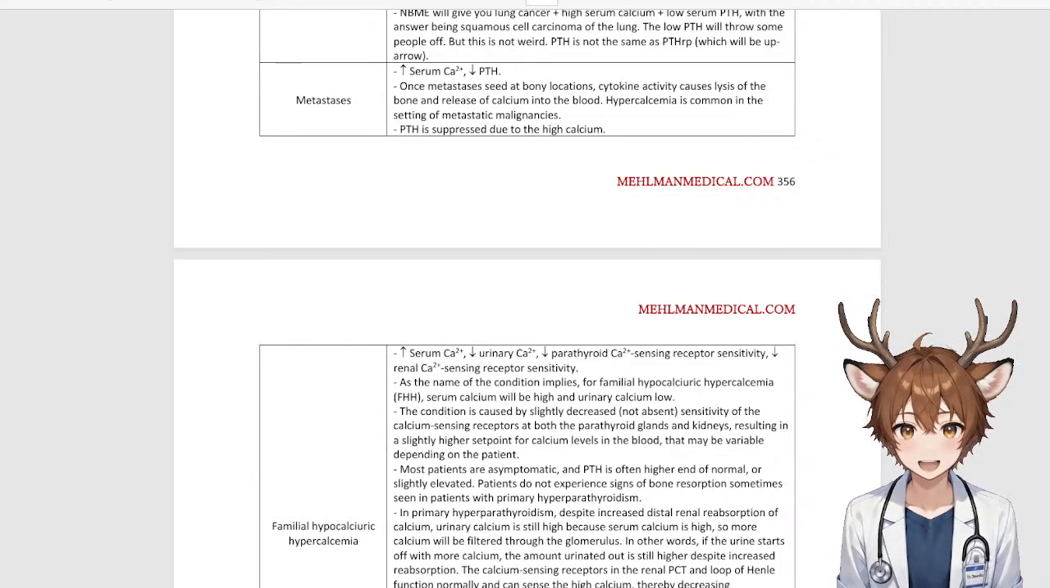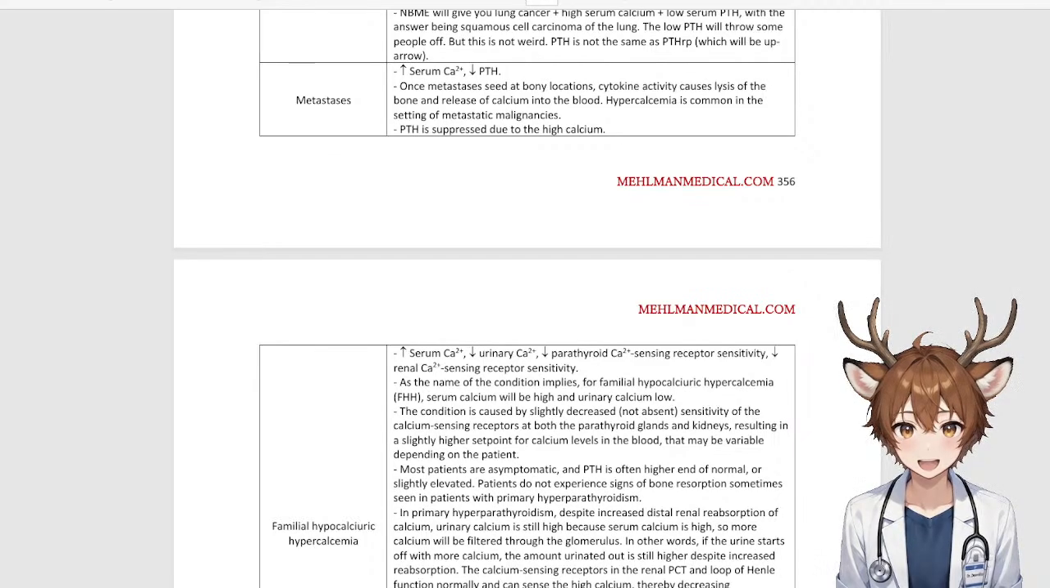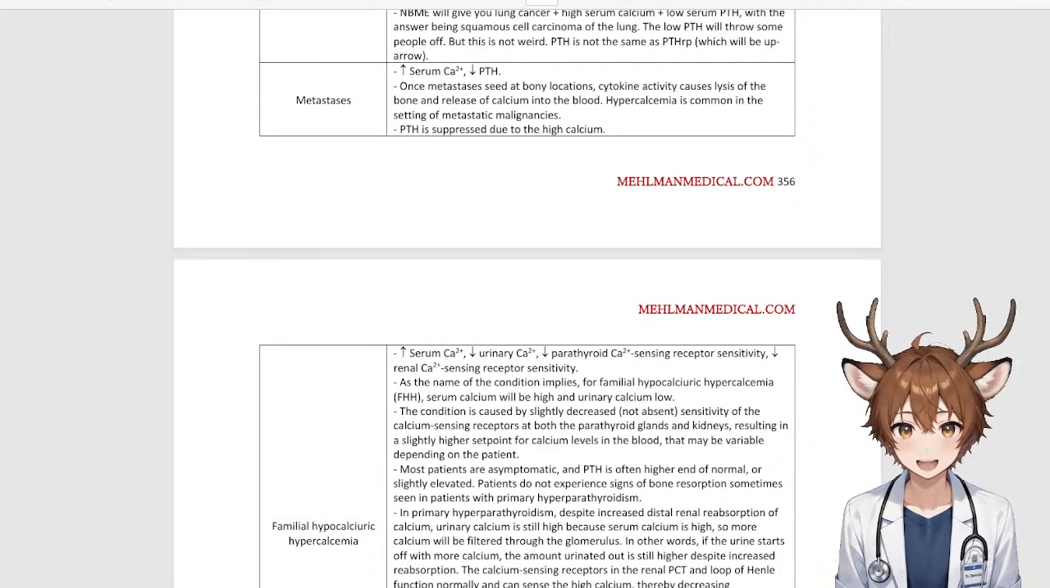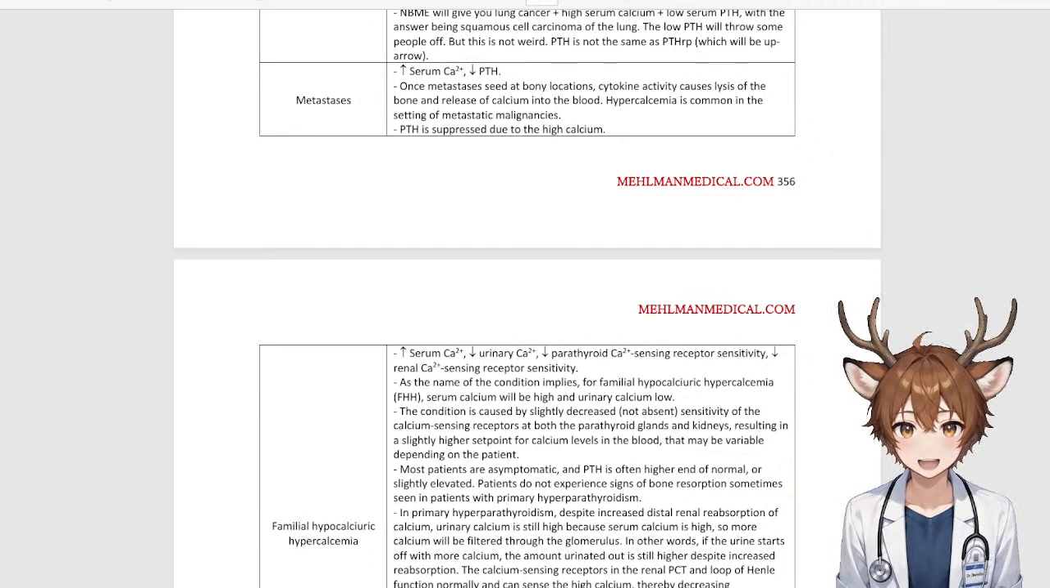Metastases. Elevated serum calcium, low PTH. Once metastases seed at a bony location, cytokine activity causes lysis of the bone and release of calcium into the blood. Hypercalcemia is common in the setting of metastatic malignancies. PTH is suppressed due to the high calcium.